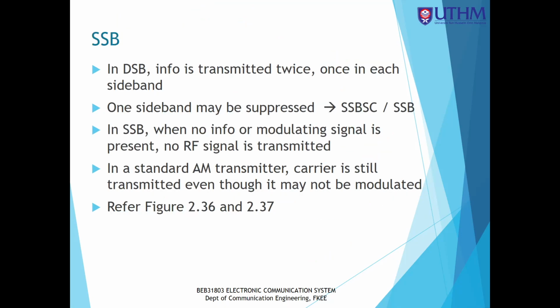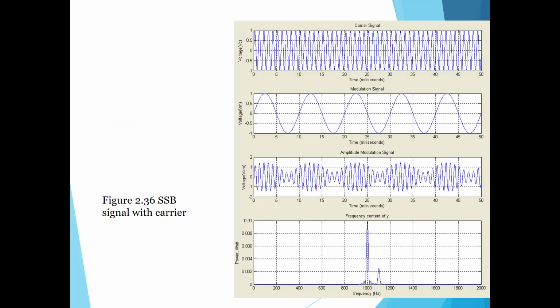And then what? Single sideband. So single sideband consists of two types, either single sideband with carrier or single sideband without carrier. If you see the first one, single sideband with carrier, that means we're going to have one sideband and one carrier. The sideband we can choose either upper or lower.